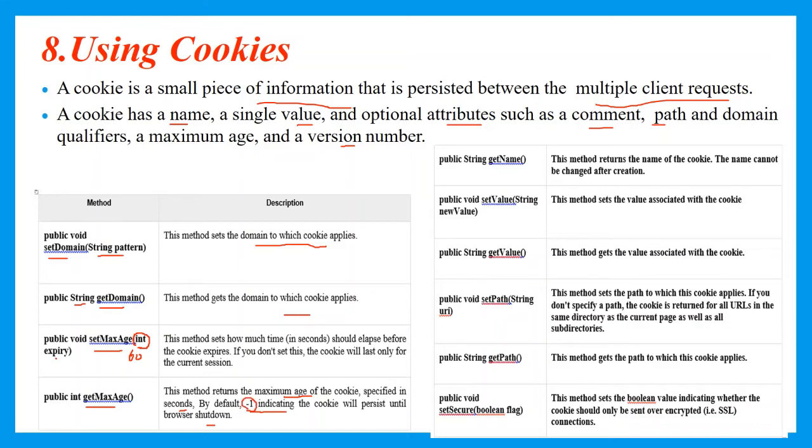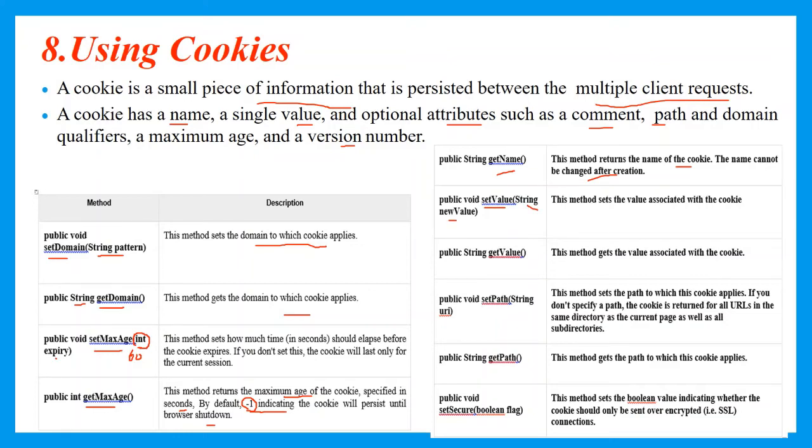getName. getName is a method which is going to return the name of the cookie. The name cannot be changed after creation. At the time of creating the cookie, we assign the name to the cookie. In order to retrieve the name of the cookie, we will make use of the getName method. setValue. The setValue is a method which is going to set the value associated with the cookie. As with the name, we can also assign a value to the cookie by making use of setValue, which takes one argument as the value of the cookie.